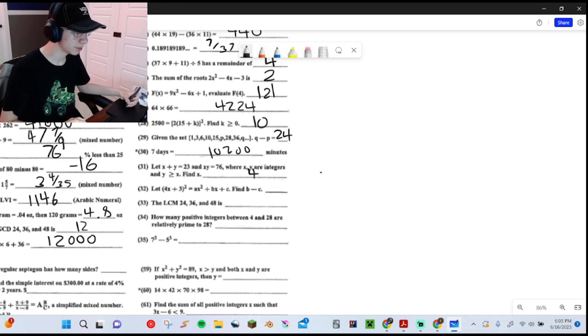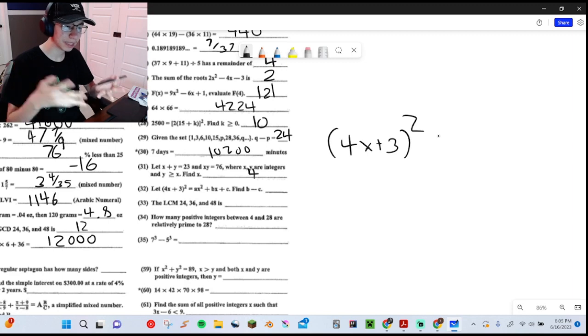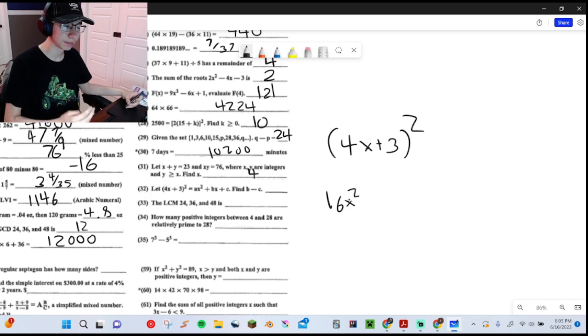Okay, 32. I want to find b minus c. Okay, so we're just going to expand this binomial. So we're going to do FOIL, but not in the number way, but in the algebra way. So let's square the 4x. That's going to get us 16x squared.